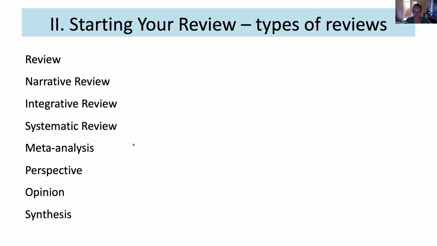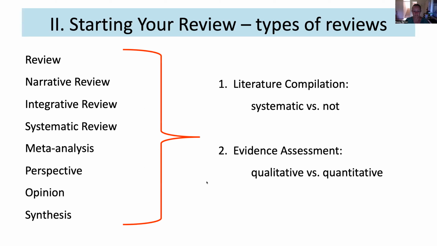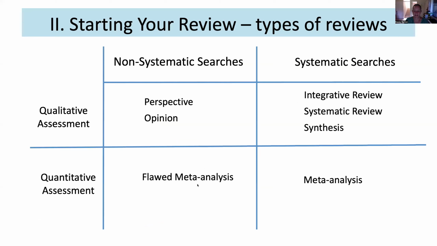I would say that the two important things that differentiate whatever you call a review are these. First of all, are you compiling your literature in a systematic way or not? That's one important distinguishing characteristic. And the other is, how are you assessing the evidence once you get that literature compiled? Are you assessing it qualitatively or quantitatively? Then I could try to put these different types of reviews into these categories: non-systematic searches versus systematic searches, qualitative assessment and quantitative assessment.